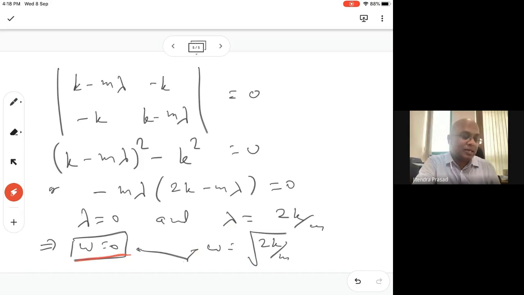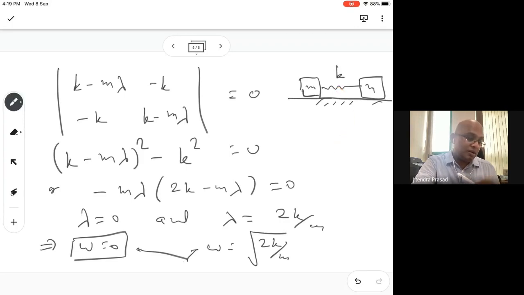What does the zero natural frequency mean in this case? We can find out from the eigenvectors. These are the eigenvalues you got. If there are two masses or two coaches joined by a common spring, one natural frequency is root 2k over m, and the other is omega equal to 0. What is the meaning of that? We can find out by eigenvectors. So how do we find eigenvectors?